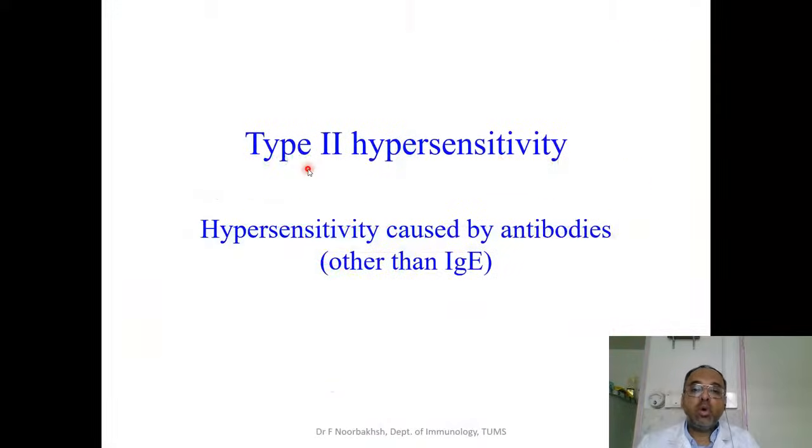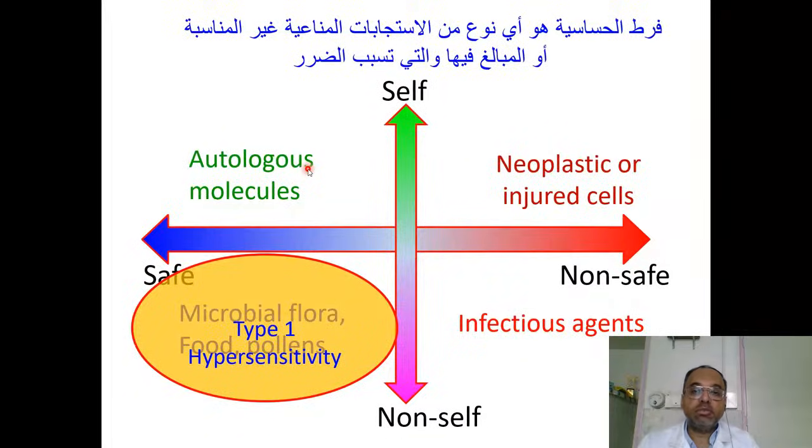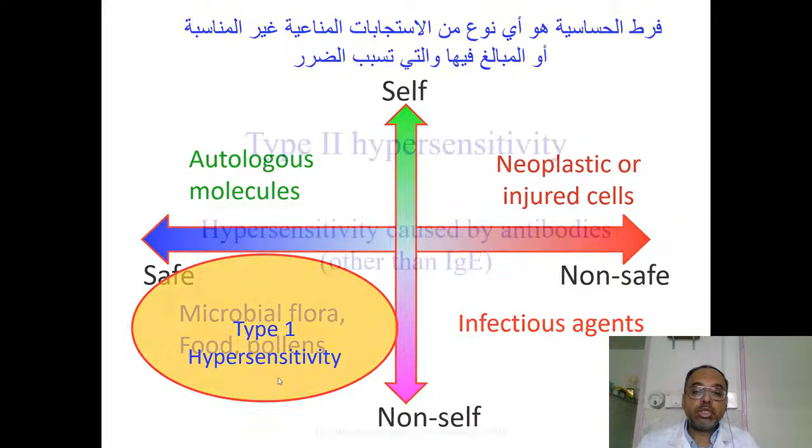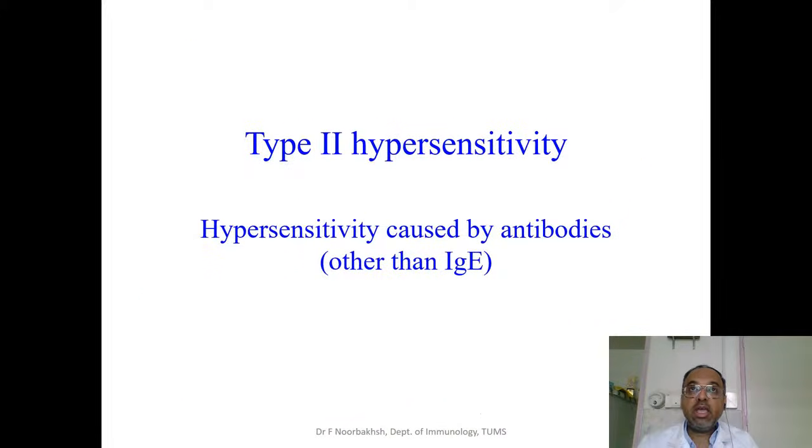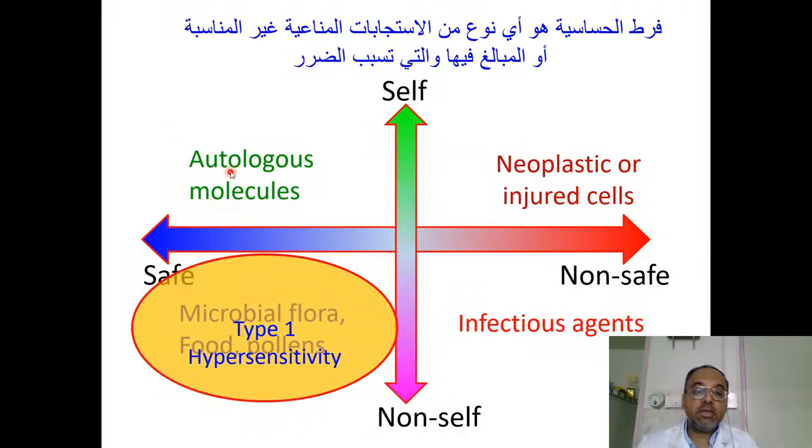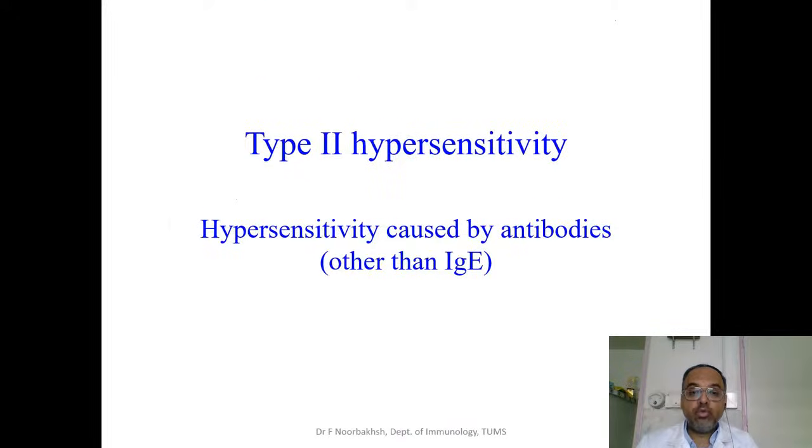So this is what I mentioned about type 1 hypersensitivity. Type 1 hypersensitivity is down here. And as I mentioned, we can have hypersensitivity against things which are located in here, against autoantigens, against infectious agents. But for type 1 hypersensitivity, we don't have any autoimmune process, or we don't have any too strong or very strong immune response against infectious agents. Type 1 hypersensitivities are limited to safe entities which are non-self. So let's move on to type 2 hypersensitivity.